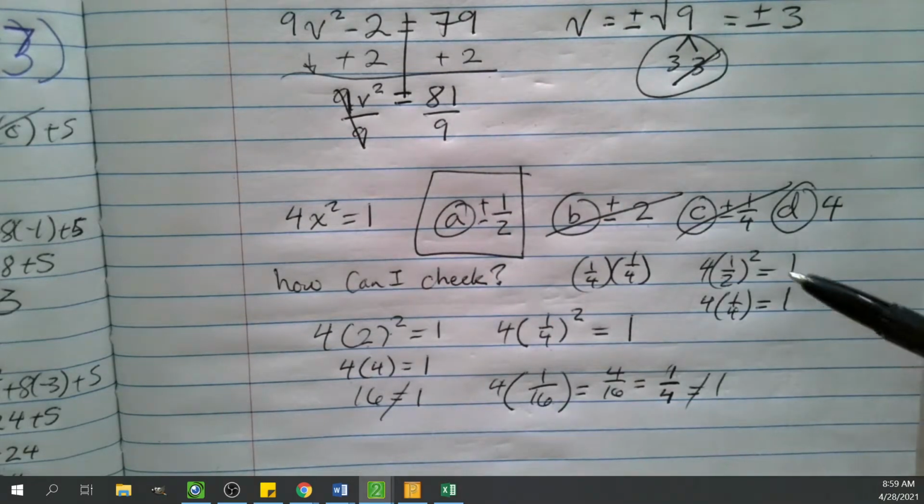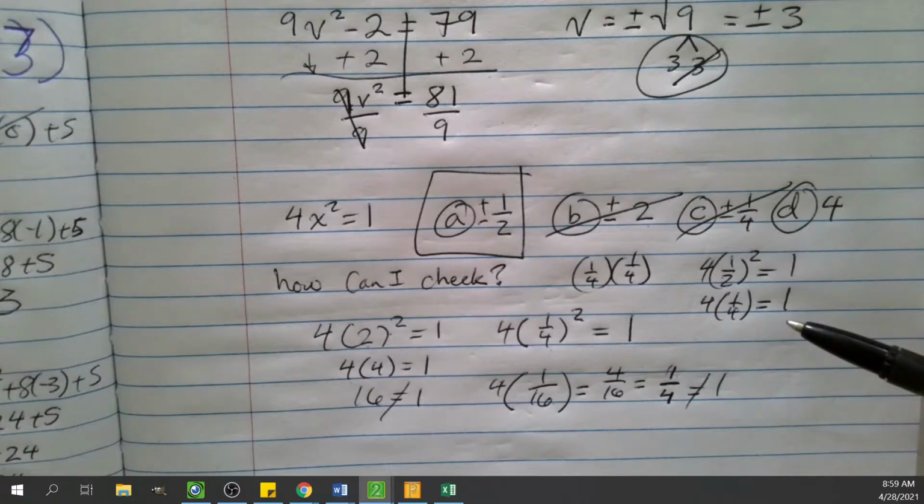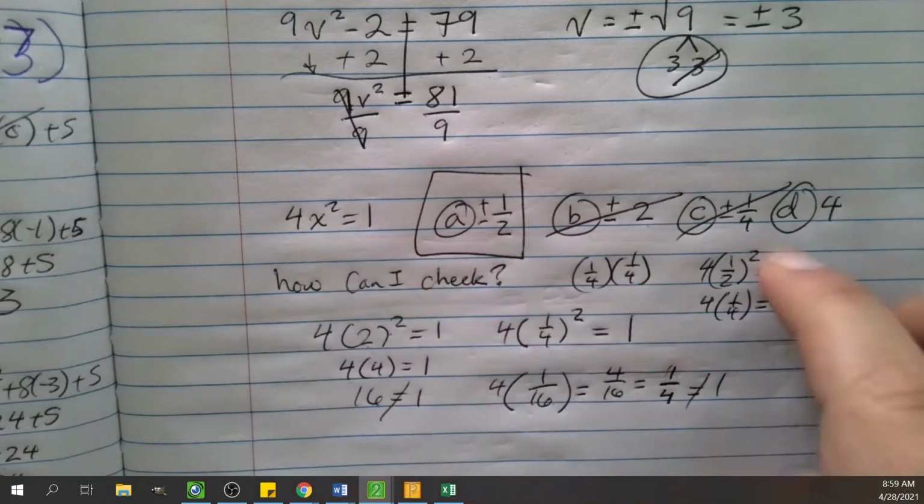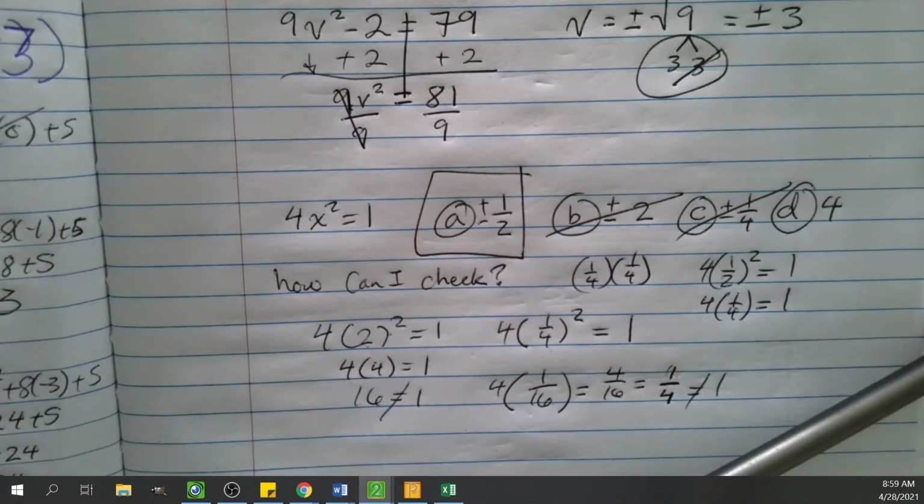If you show me how you plugged it in and you got your answer, I would still give you most of the credit. I wouldn't give you full credit because the point is that if I gave you no choices, you'd know how to solve it. Real life is not always multiple choice.